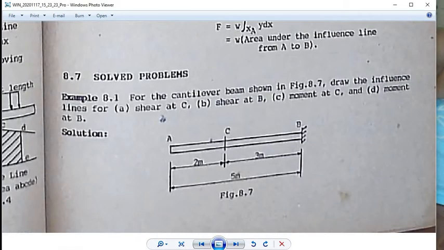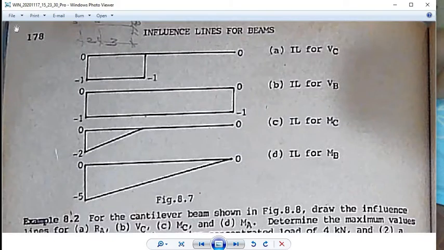So let's go straight to solve problems. Example 8.1. For the cantilever beam shown, draw the influence lines for shear at C, shear at B, moment at C, and moment at D. So V stands for shear, while M stands for moment. Yung subscript C, yan yung point sa gitna.